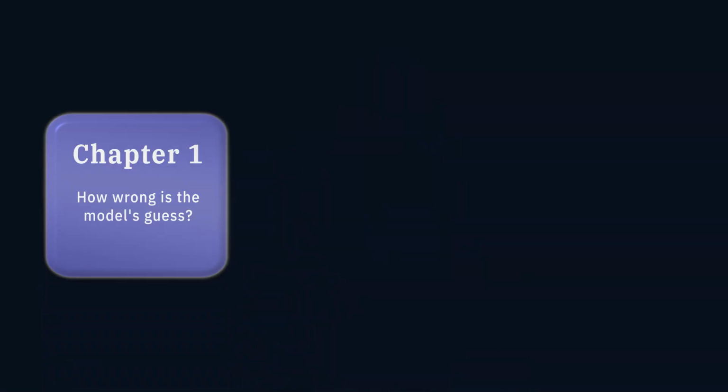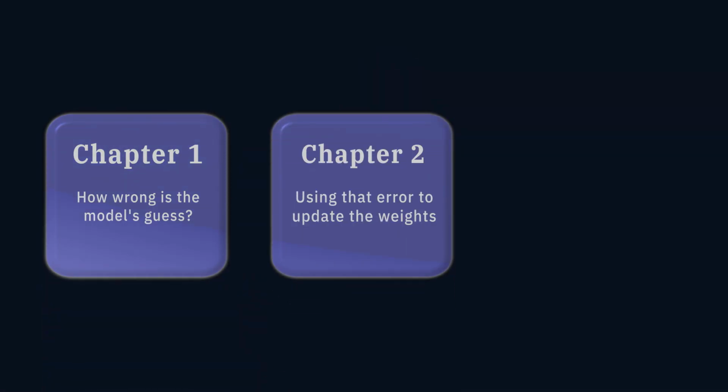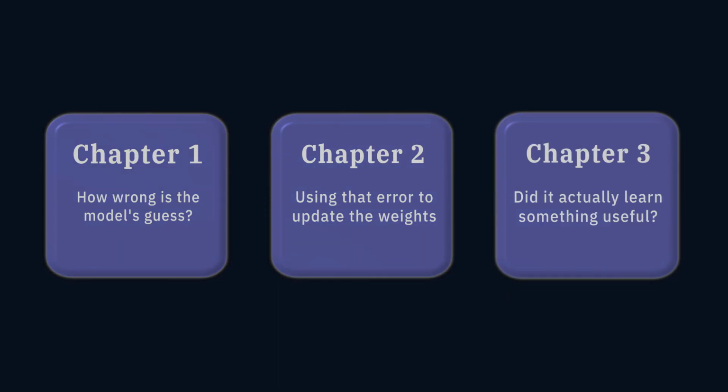So in this video, we cover three things: how the model measures how wrong it is, how it uses that signal to update itself over thousands of steps, and how we evaluate if it has actually learned something useful.